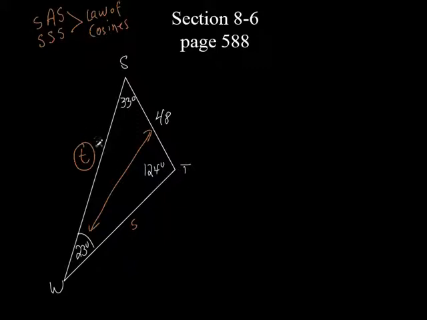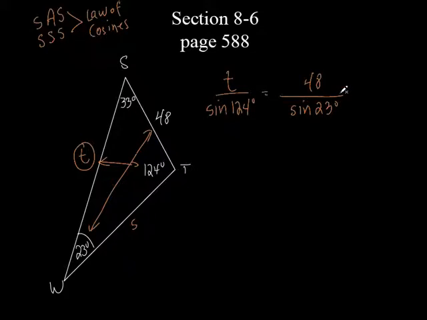Okay? So if we're going to solve for t, what are we going to do? Let's set it up. T over what? That's right. You got to look opposite, right? That side angle pair right there, opposite. And it's not just 124. It's the sine of 124. Good. All right, equals. Now I look for the other side angle pair. See the side and the angle that's opposite? Okay, so what do I put? I got the side on top here, so what am I going to put on top here? 48, that's right. And what am I going to put on the bottom? Sine of 23. Got it. Make sense?